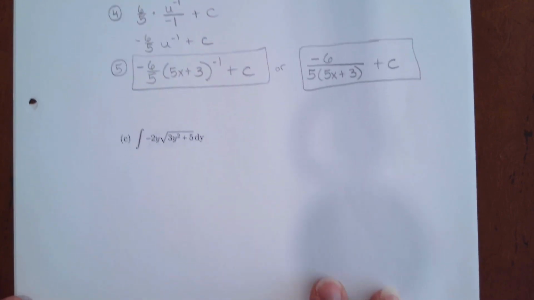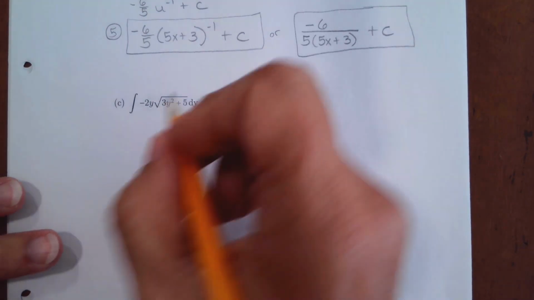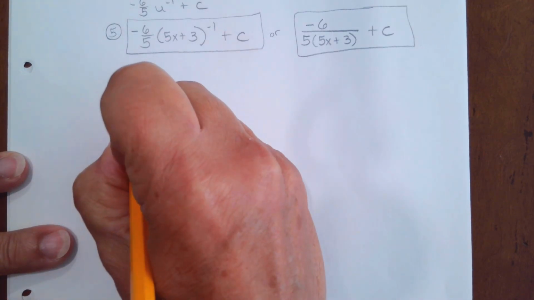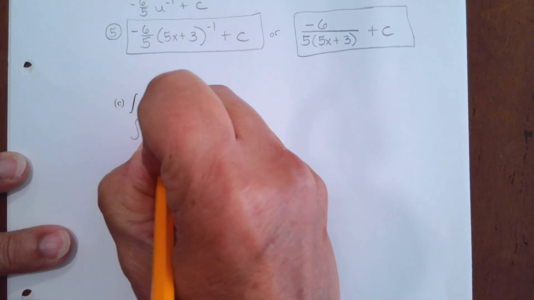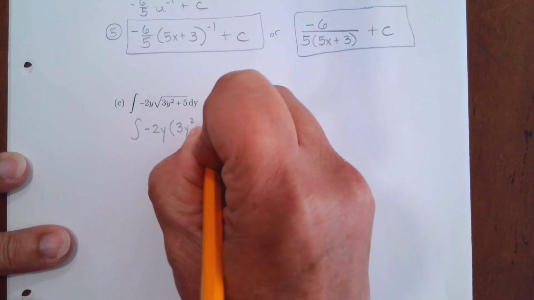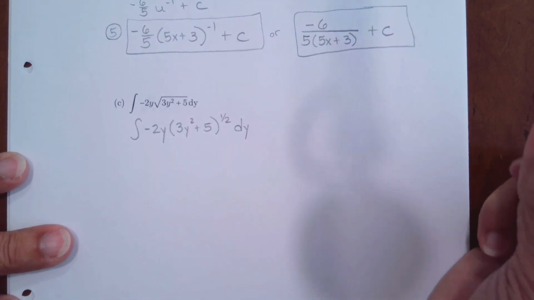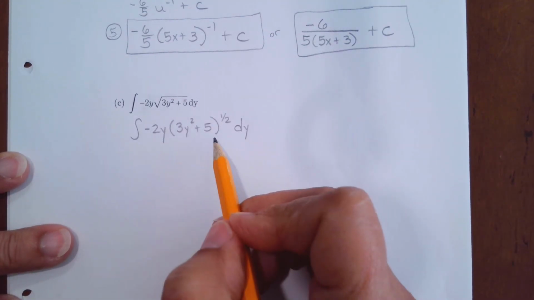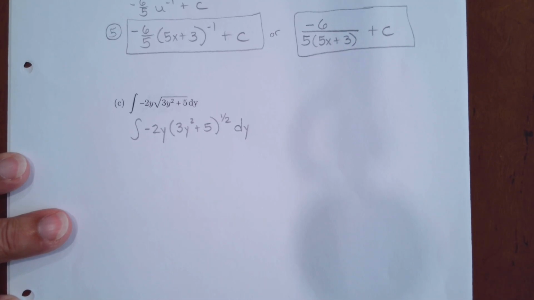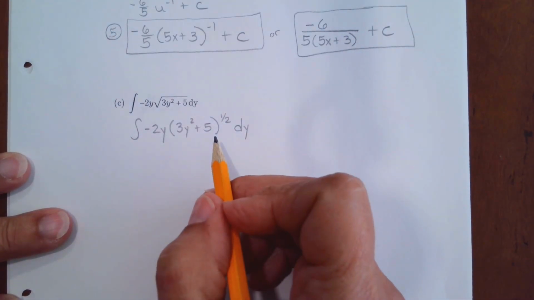All right, let's look at part C. For part C, again, when I see the radical, I'm going to write it using a rational exponent, okay? I'd just rather do that. So I'm going to write it negative 2y times (3y squared plus 5) to the 1/2 power dy, okay? I just like to keep it consistent, and it's easier when you're taking derivatives and so forth, okay?